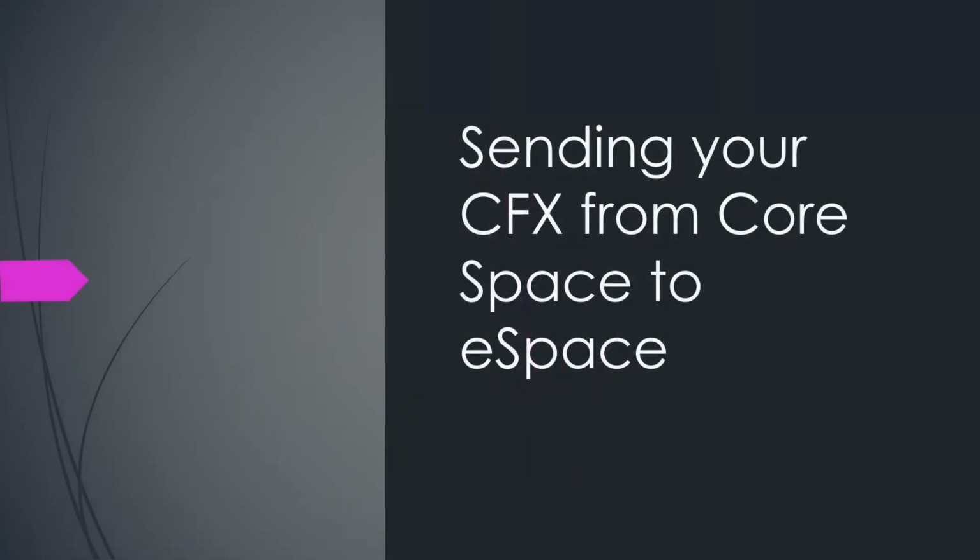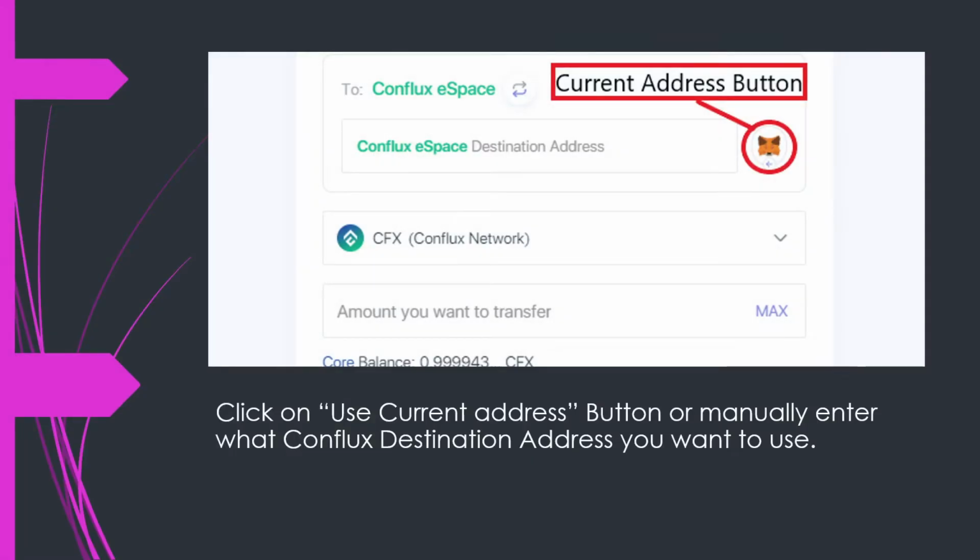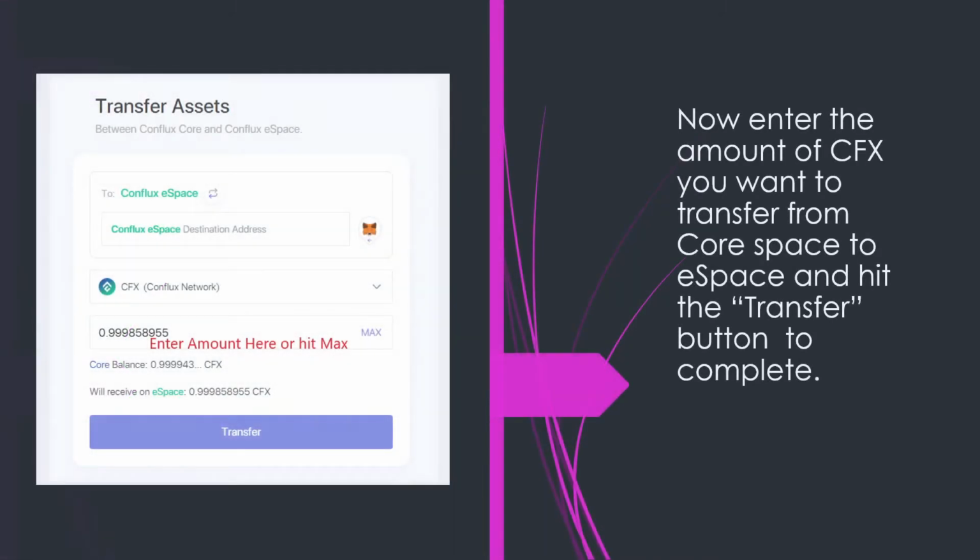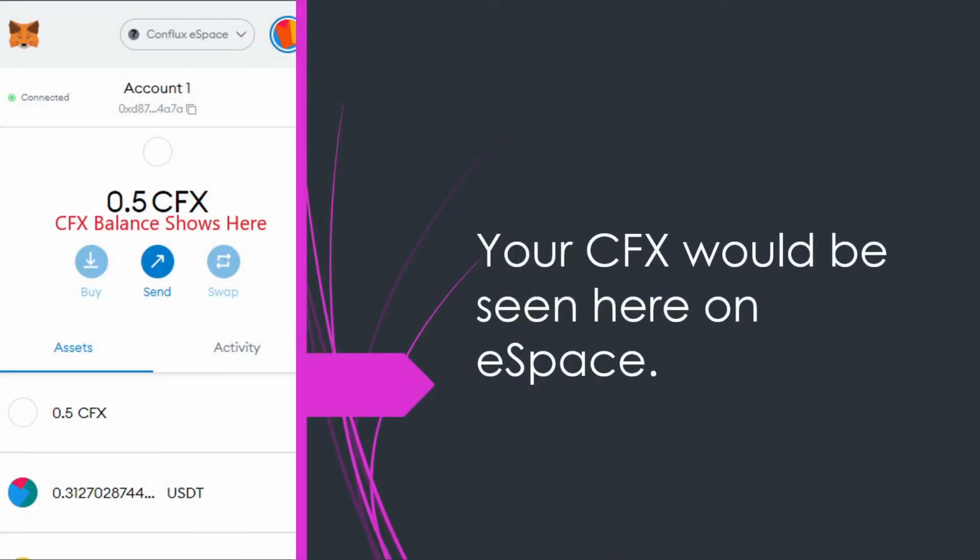Next thing we're going to go over is sending your CFX from cSpace to eSpace. Click on the Use Current Address button or manually enter what Conflux destination address you want to use. Now enter the amount of CFX you want to transfer from cSpace to eSpace and hit the transfer button to complete. Your CFX will be seen here on eSpace.